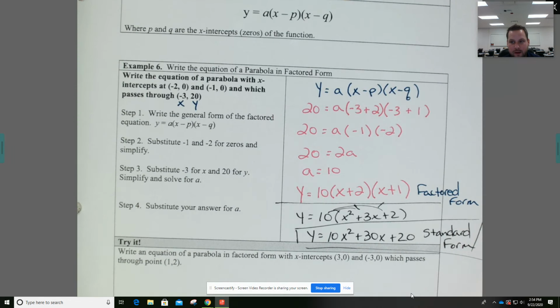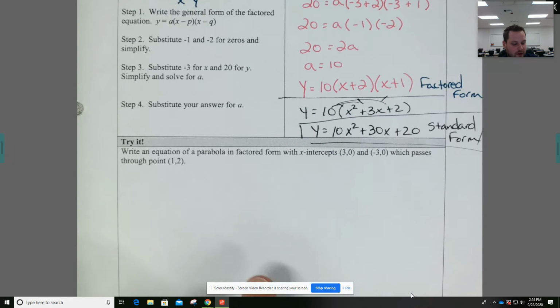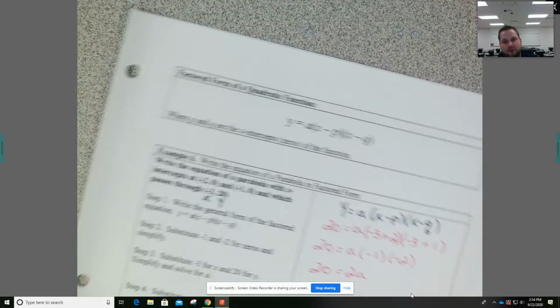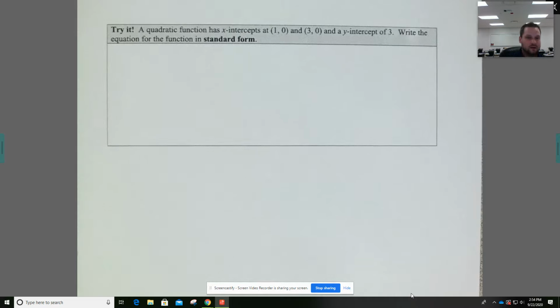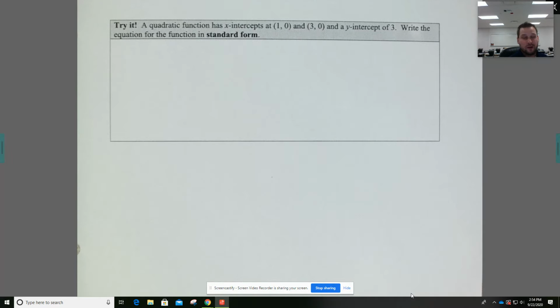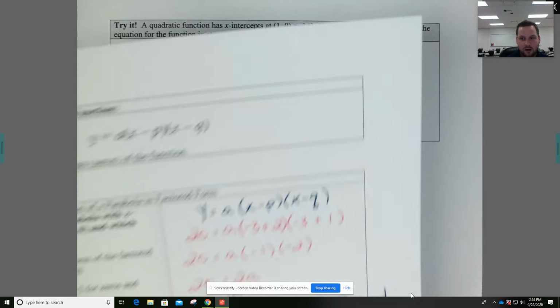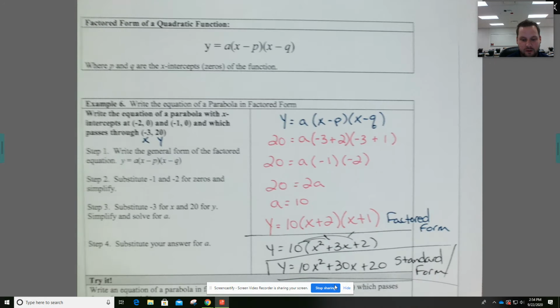Okay? So I need you to go ahead and do the try it at the bottom of this page, and then if we go to page 36, you have another try it as well. So make sure those are done before you come to class, and then if you have any questions at all, send me an email, and I'll be willing to help you out.